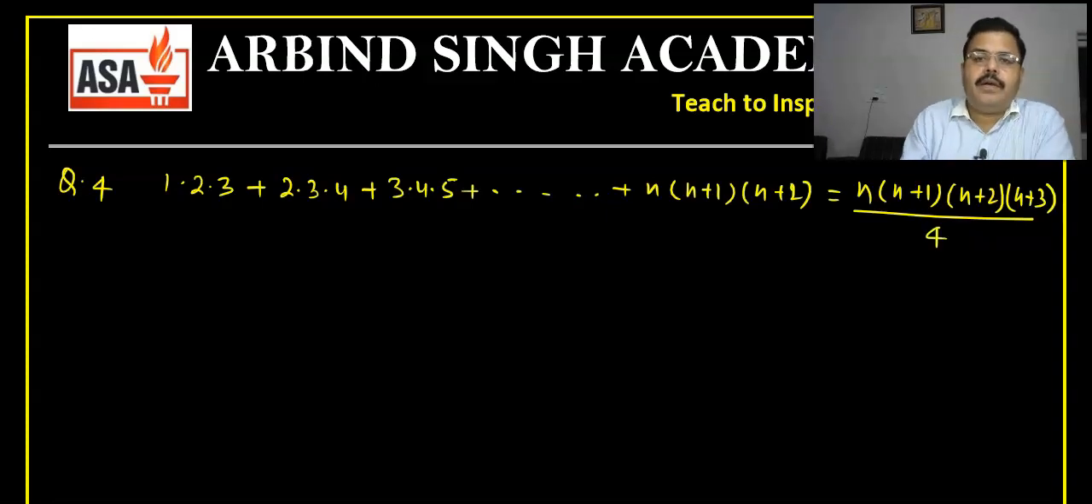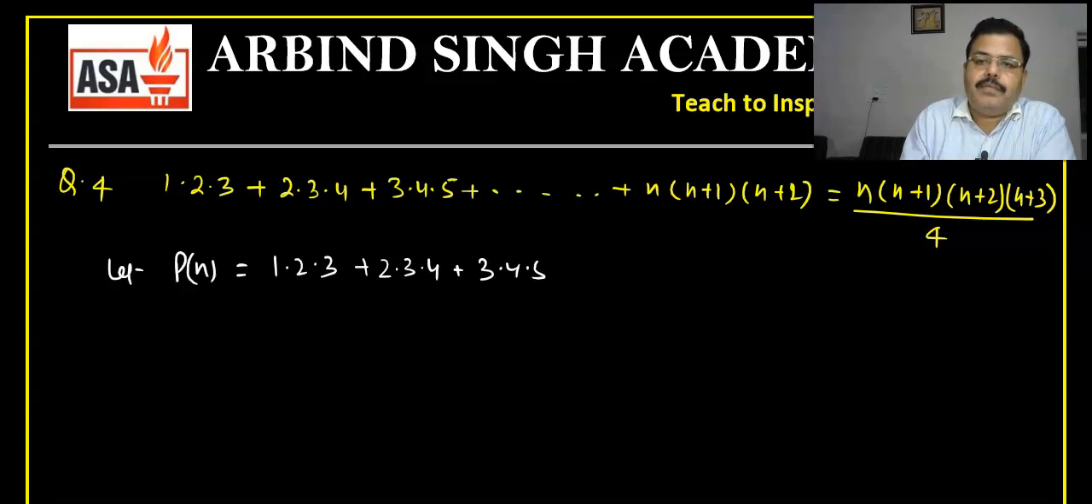So again, we can say let P(n) be 1 into 2 into 3 plus 2 into 3 into 4 plus 3 into 4 into 5 plus up to n into (n plus 1) into (n plus 2), right? So this is equivalent to P(n).